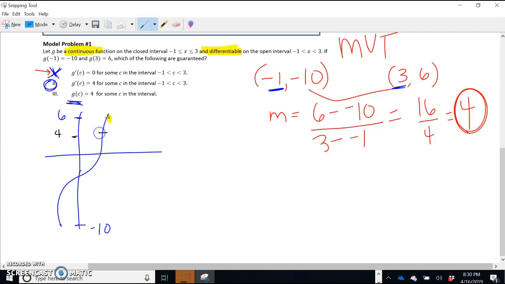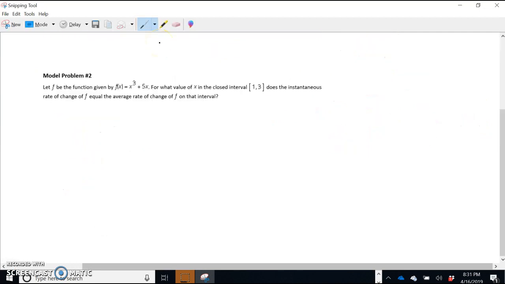That's actually according to the IVT, not the MVT. The IVT is the one that states that if my function's continuous, I'm guaranteed to exist at all those y values in between -10 and +6. All right, and so the second model problem still aligns with the MVT.